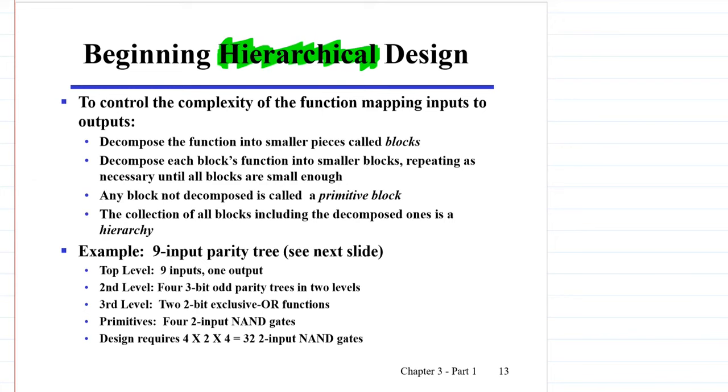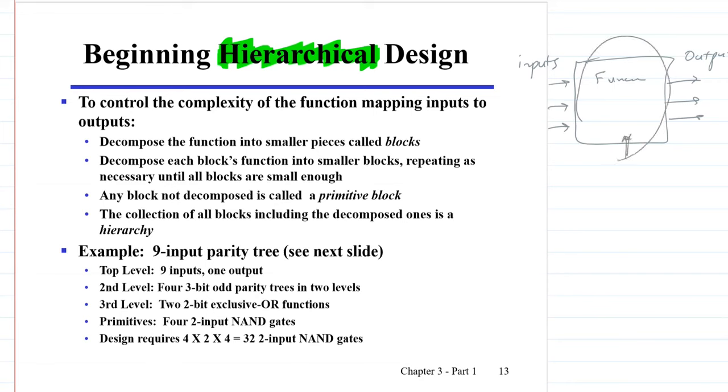The aim of the hierarchical design is to control the complexity of the function mapping inputs to the outputs. Let's say we have a function here which maps the inputs to the outputs, and we might have multiple inputs and multiple outputs. Over here we have the function, basically a combinational logic circuit. The aim of the hierarchical design is to reduce the complexity of the design, so the circuit that we want to design will be simpler if we use the hierarchical design.